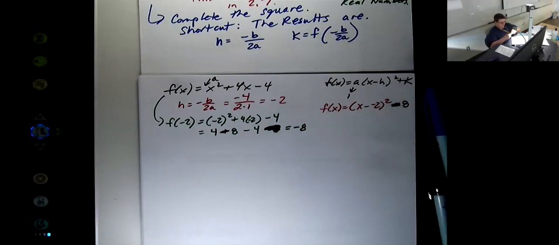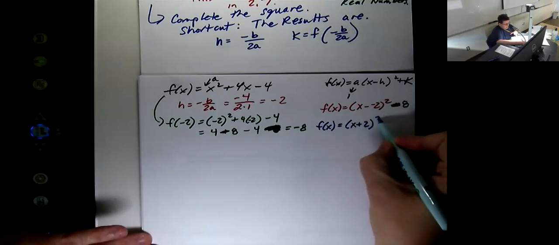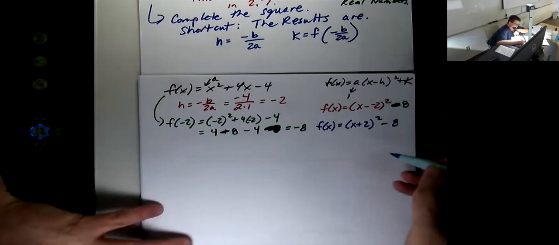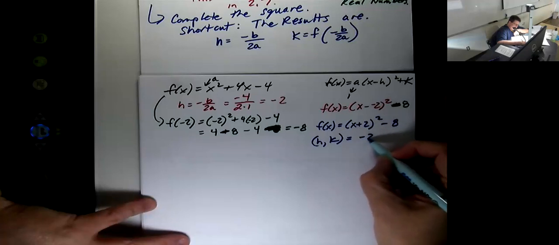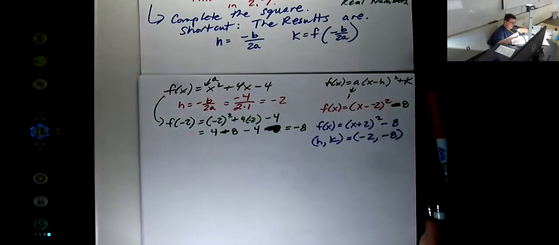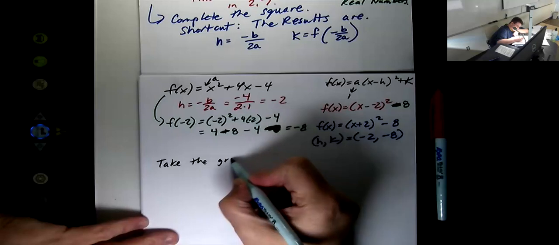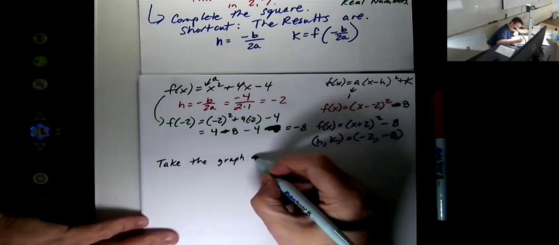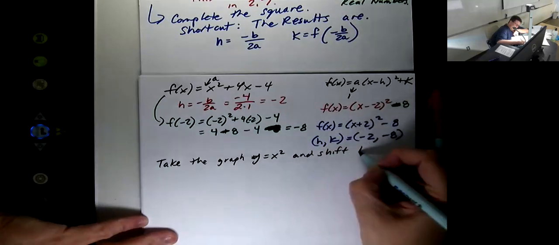So if I clean up f of x, the minus minus turns into a plus. But my h, k is negative 2 comma negative 8. So take the graph of y equals x squared, and shift the 0, 0 point to h, k.